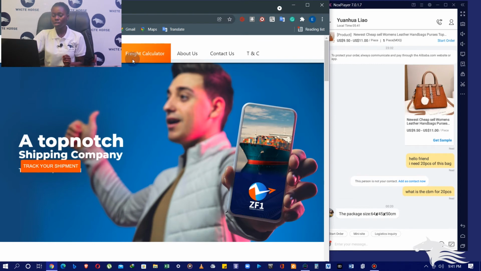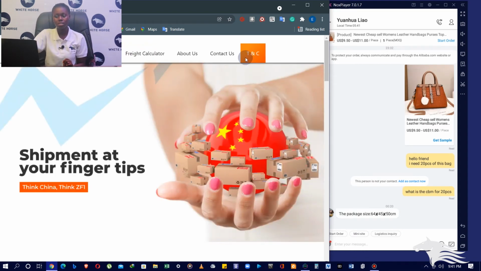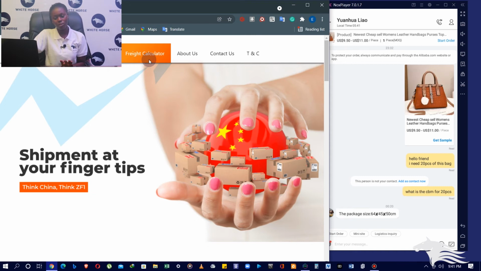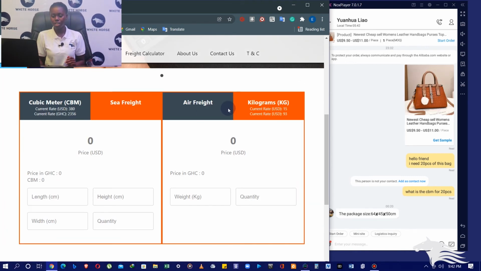So once you are here, you click on Fleet Calculator. We have services, tracking, Fleet Calculator, about us, contact us, and terms and conditions. So you just need the Fleet Calculator here. So you click on it. Okay, so once you are there, you just input the dimensions that you got from the supplier. So in this case, it's 64 by 45 by 50.